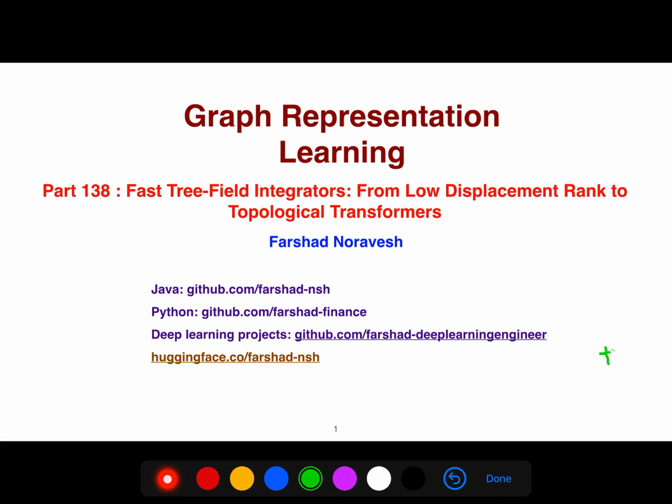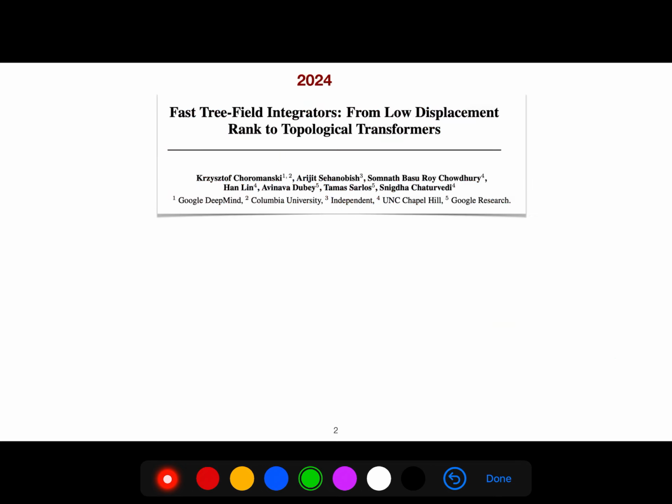Alright, so today I'm going to be explaining this important paper with the title Fast Three-Field Integrators from Low Displacement Rank to Topological Transformers. This paper is from 2024 by Google DeepMind and Google Research.